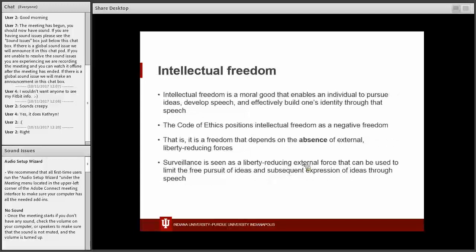So intellectual freedom is this moral good that helps people to pursue ideas, develop speech, and build one's identity through that speech. And the Code of Ethics says that intellectual freedom is a form of negative freedom, which is that it's a freedom that depends on the absence of external liberty-reducing forces. And surveillance is usually seen as a liberty-reducing external force. That's why we have problems with the NSA and the FBI and all the other agencies in America who are trying to get access to library materials, often in public libraries, but also in academic libraries, trying to understand what students or users are looking at.